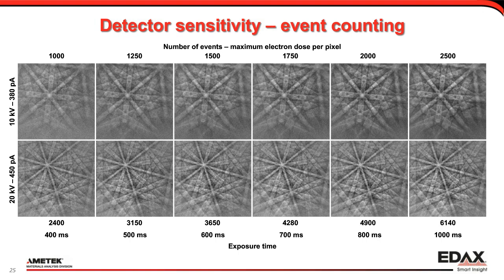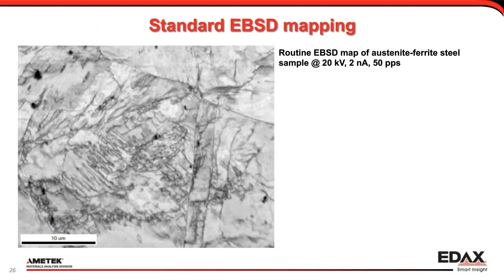Okay, so that's a little bit of background on how this detector works. Now, what can we do with it? Of course, just normal EBSD mapping.